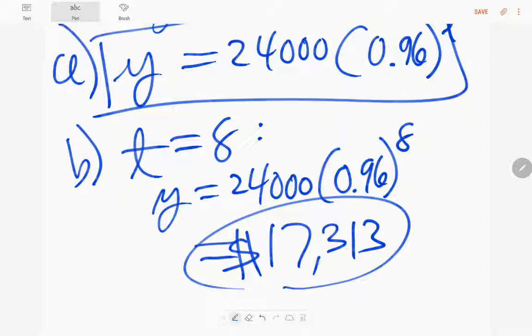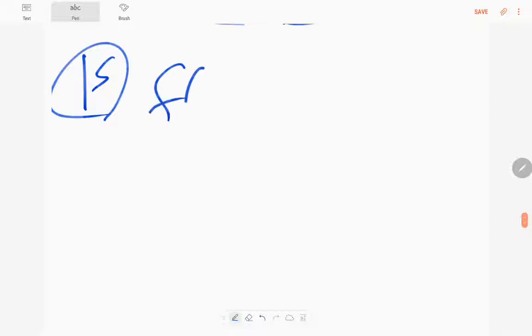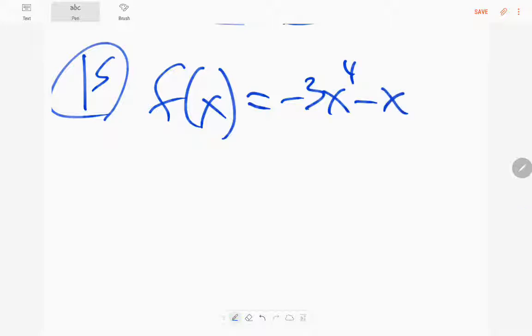Number 14 requires a calculator. I'm going to do that on another video, so we'll skip it for now. Well, let's do number 15. Use the equation of the polynomial function to complete the following. State the degree and leading coefficient.